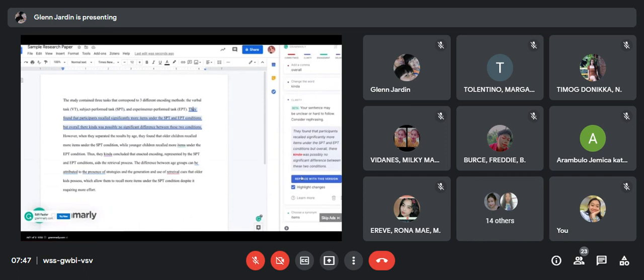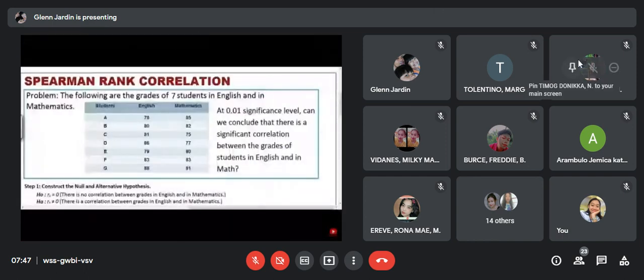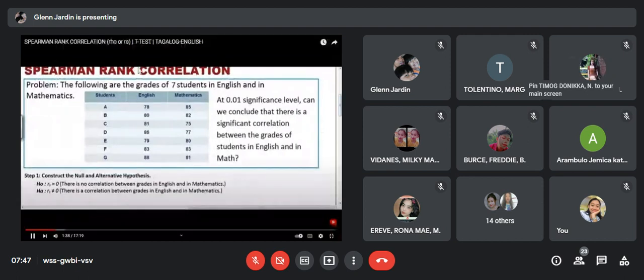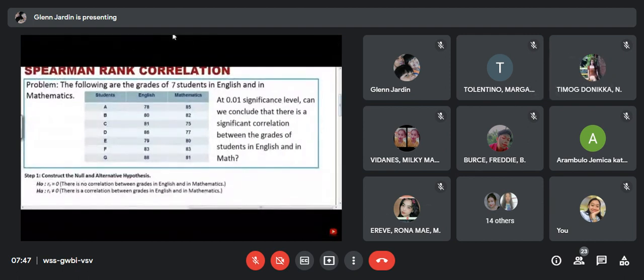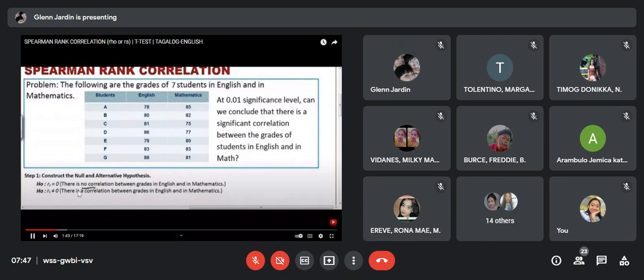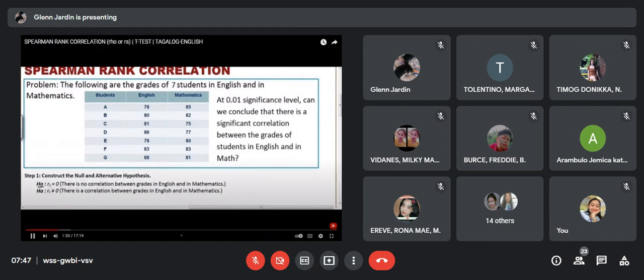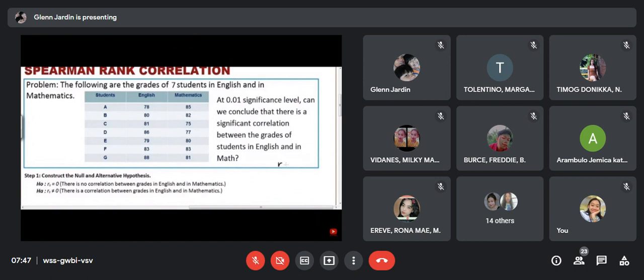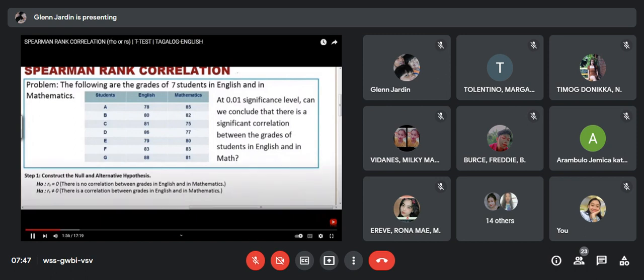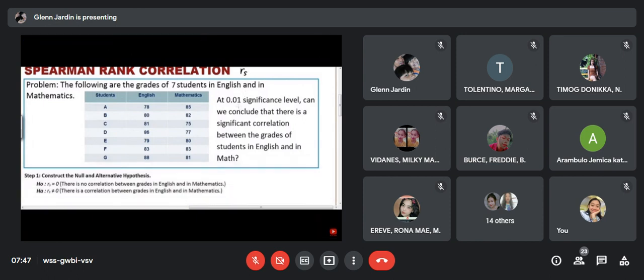Step 1 again is to construct the null and alternative hypothesis. The null is the hypothesis that says there is no correlation between the two variables. In this problem, our H0 is R sub S. That is also a difference between them: the symbol for Pearson is just R, while the symbol for Spearman is R subscript S.